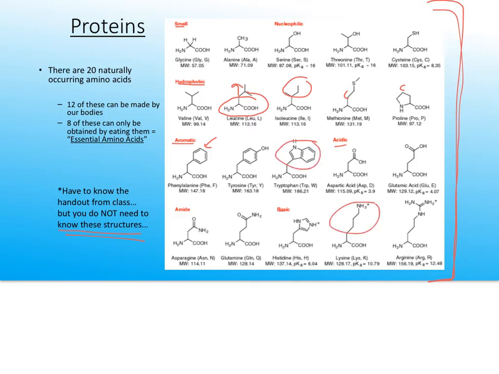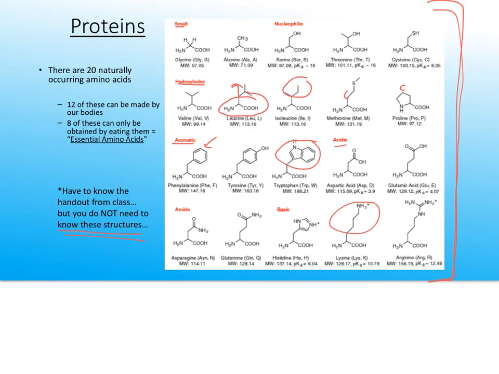Now, 12 of the amino acids can be made by our bodies. So your body can make it, no problem. The other 8 you can only obtain through consumption, by eating them. So in other words, your body cannot make those other 8.